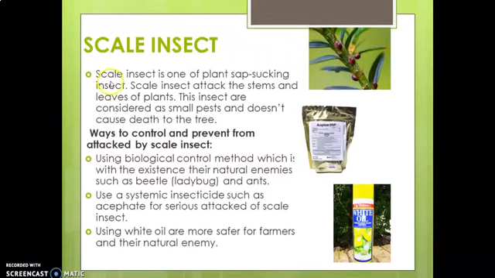Today I will explain about pests that can cause damage to plants. So the first is scale insect.